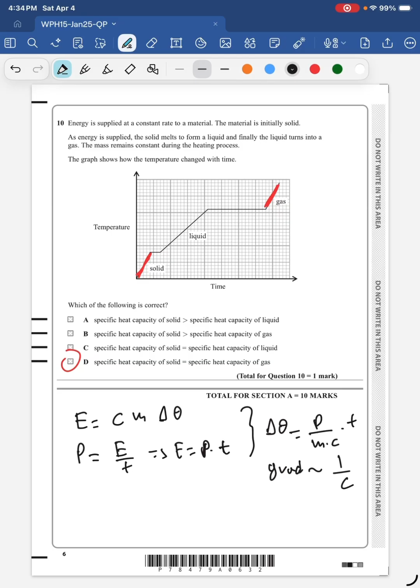Okay, I hope this makes sense. We just introduced the concept of a heater heating this material pretty much, okay?